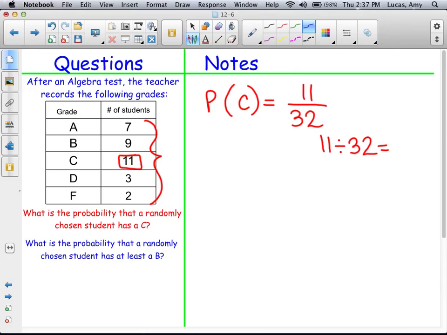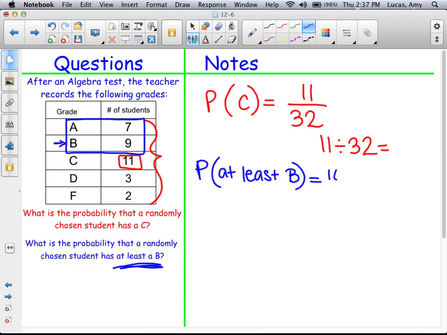Next question, in blue. What is the probability that a randomly chosen student has at least a B? At least a B means, at the very least, they have a B. That means that they could also have higher than a B, because at the very least it's a B. So that means we're going to combine the A's and B's for this one. So the probability of at least a B would be 7 plus 9, or 16, out of 32. So that would be 1/2, which as a decimal is 0.5, or percent, 50%.